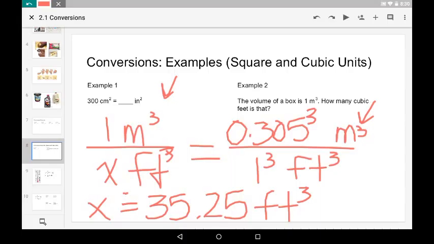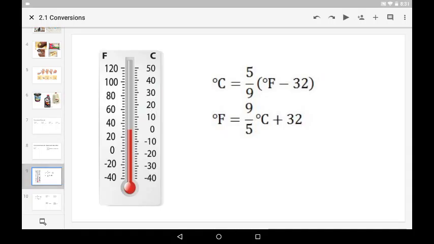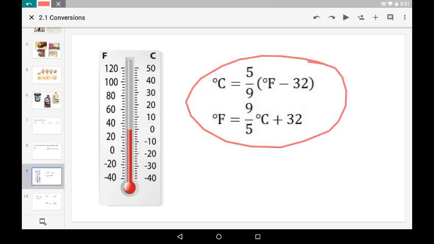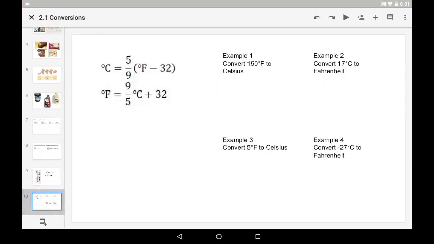Okay, the last thing that we're going to talk about today is how to convert from Fahrenheit to Celsius. So these are going to be your important equations right here. They're on your sheet. They're written slightly differently. There's actually brackets around this and a multiplication sign right here. It's the same thing though, because the degree Celsius is right beside the fraction, so you are multiplying.